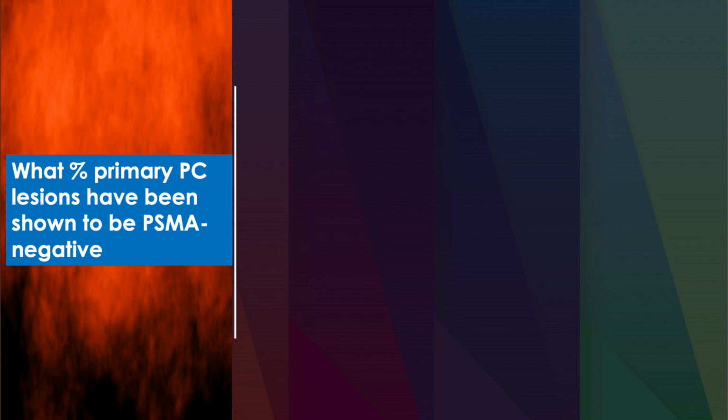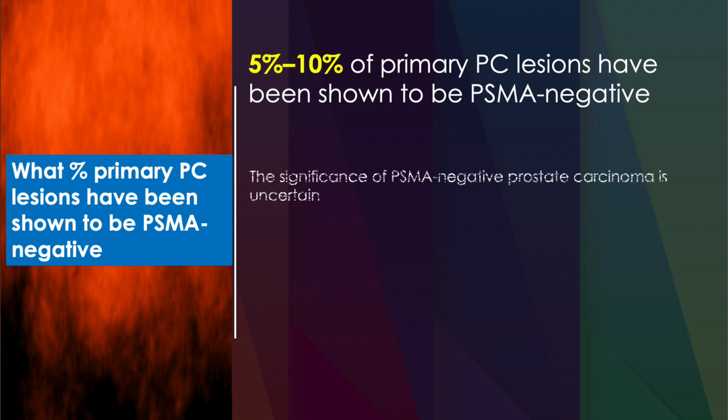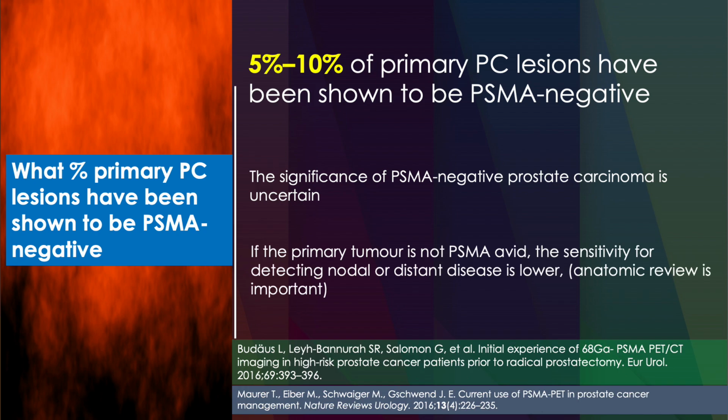And then comes the question: what percentage of primary prostate cancer lesions have been shown to be PSMA negative? It is about 5 to 10% of primary prostate cancer lesions. The significance of PSMA negative prostate cancer is uncertain. Why does it happen? If the primary tumor is not PSMA avid, then the sensitivity for detecting nodal or extranodal disease sites also reduces.